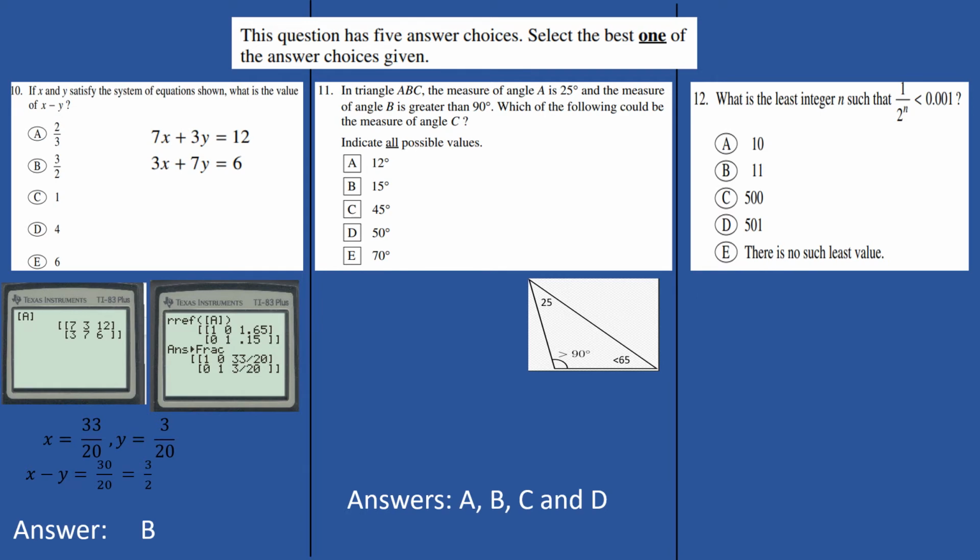1 over 2 raised to n is less than 0.001. So if I take the reciprocal, 2 raised to n will be greater than, when we take the reciprocal, the inequality sign changes. So it is greater than 1 by 0.001, which is 1000. But 2 raised to 10 is 1024, and hence all the first 4, A, B, C, D, are better choices.